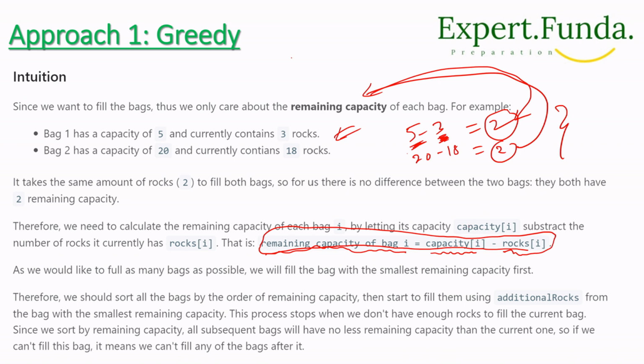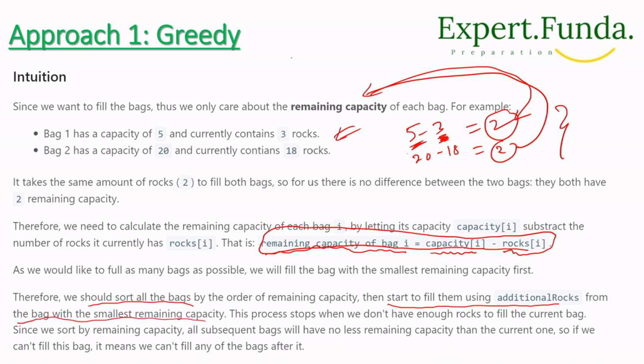So as we would like to fill as many bags as possible, we will fill the bag with the smallest remaining capacity first. Therefore we should sort all the bags in order of remaining capacity, and then we will start filling them by using additional rocks, starting from the bag with the smallest remaining capacity.